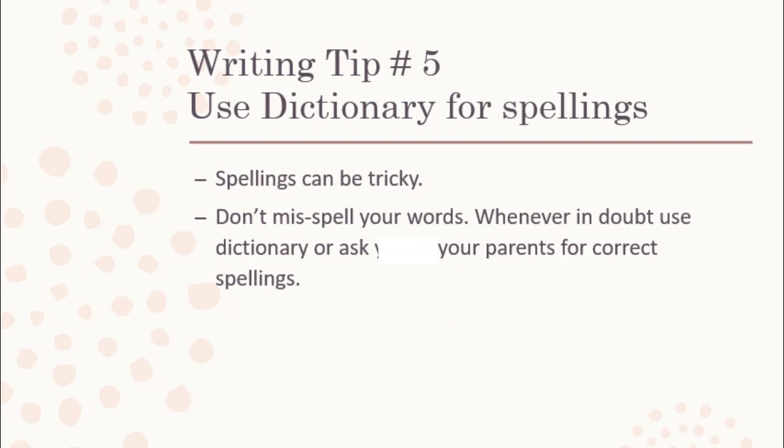Spellings are also very important while writing any piece of writing. So tip number 5 is use dictionary for spellings. Spellings can be tricky. Don't misspell your words. Whenever in doubt, use dictionary or ask your parents or teacher for correct spellings.